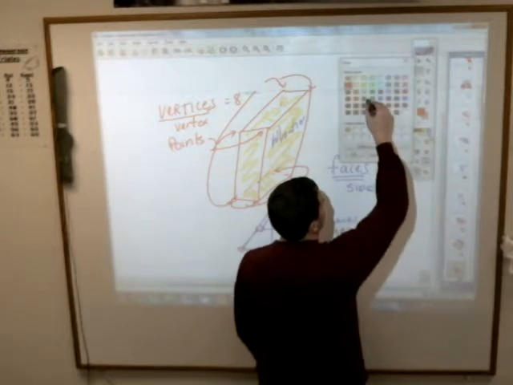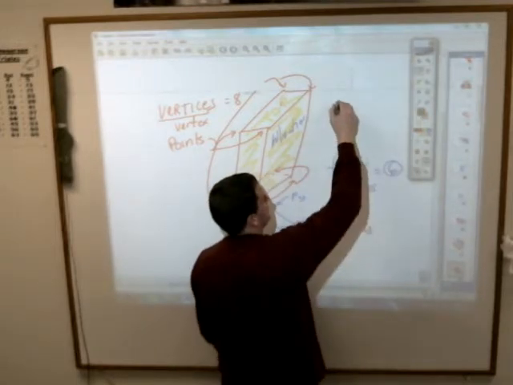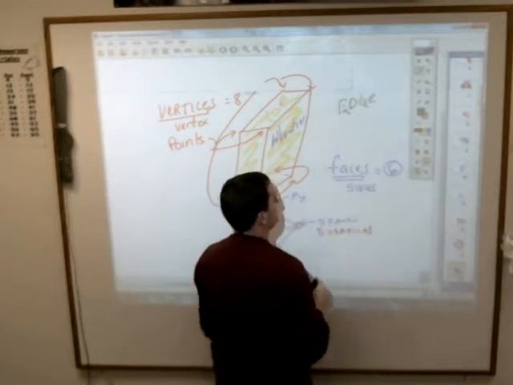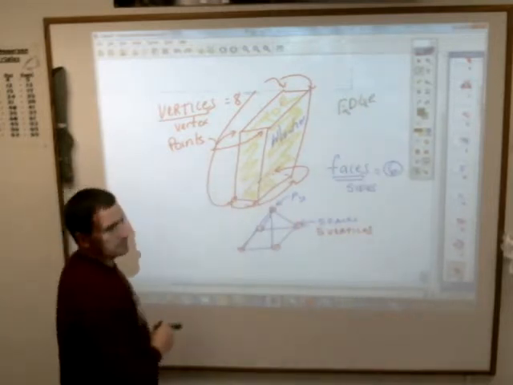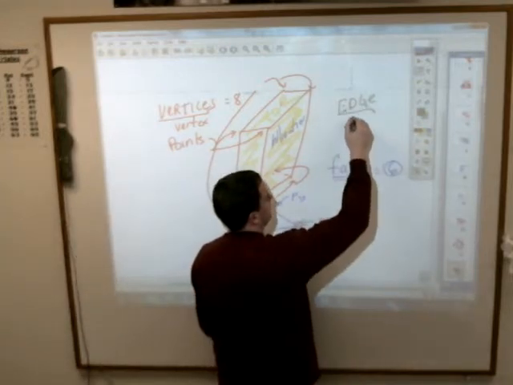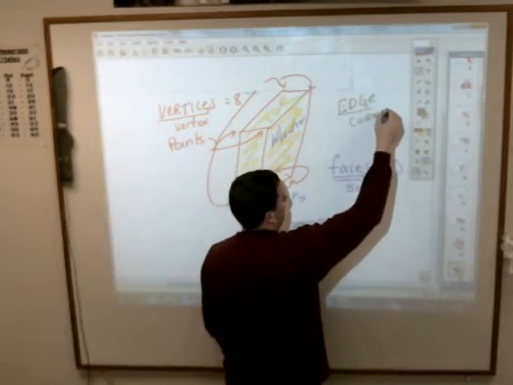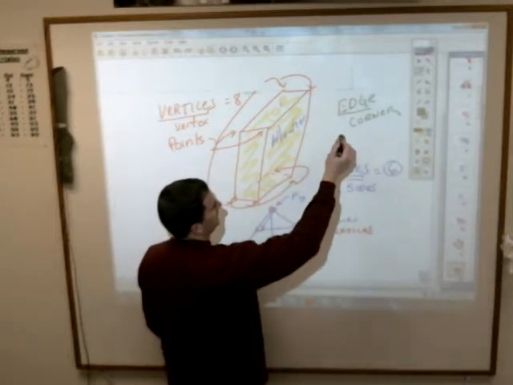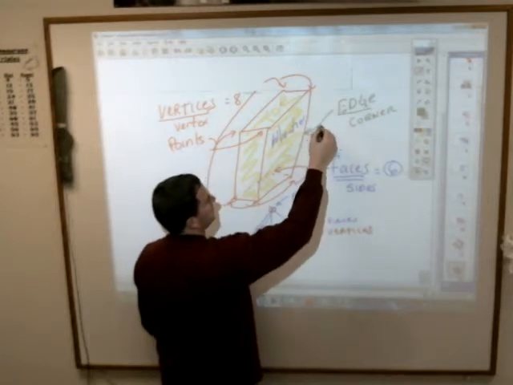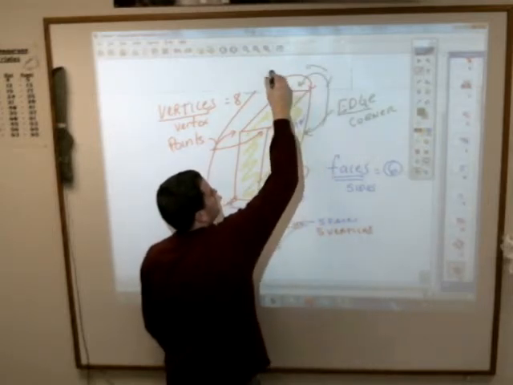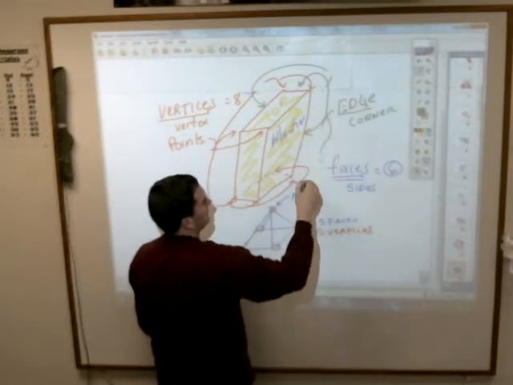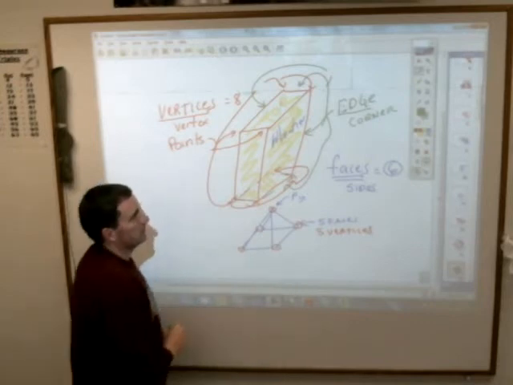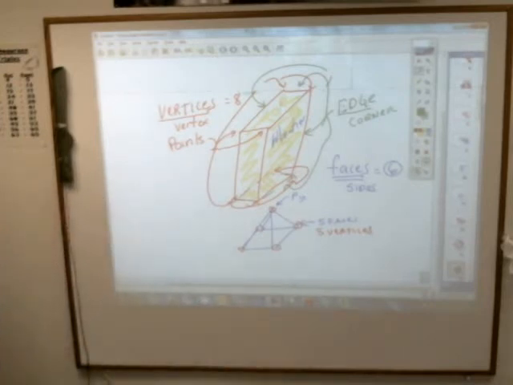Edges. What is an edge? You'd call it kind of like a corner. It's where two faces kind of meet and make that sharp kind of angle thing. Here's an edge. There's an edge. There's an edge. Edge, edge, edge, edge. How many edges does this shape have?